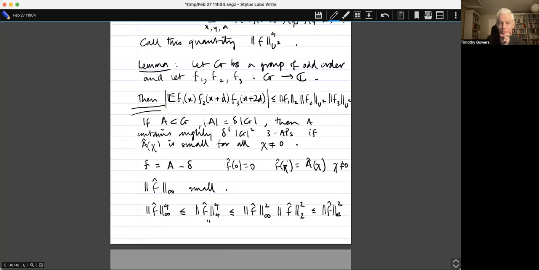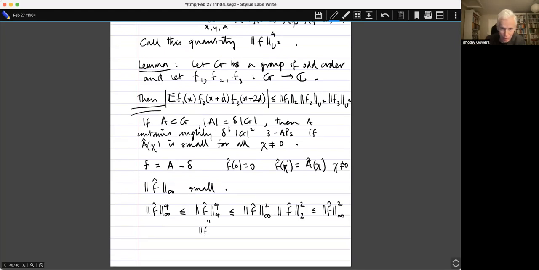this, what I meant to say was, this by Parseval equals the L2 norm of f squared, and since f takes values in -1, 1, the L2 norm of f squared is at most 1, so that's at most the L infinity norm of f hat squared. So this we can also write as u2 to the fourth.